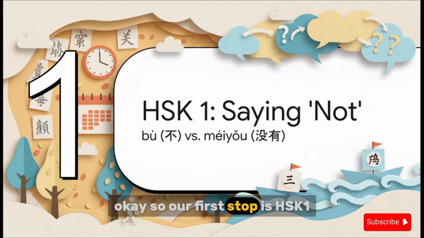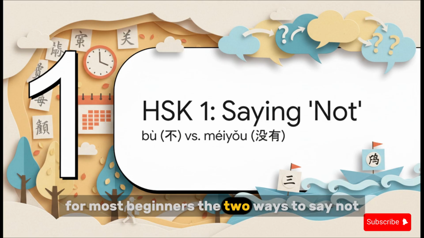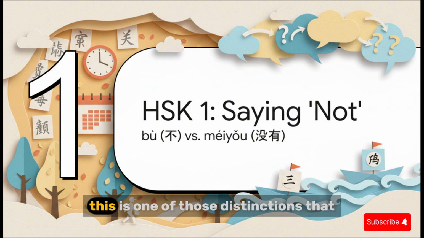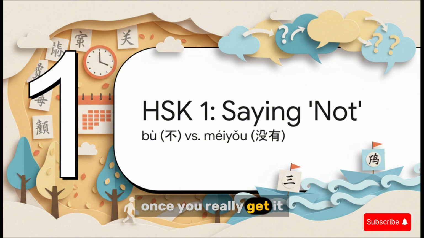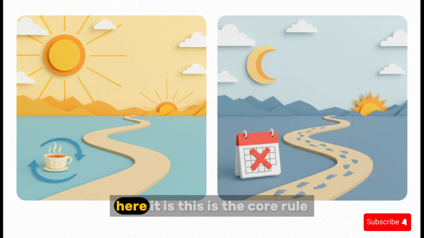Okay, so our first stop is HSK1. We're starting with what is probably the first big hurdle for most beginners, the two ways to say "not." This is one of those distinctions that once you really get it, will make your sentences sound so much more natural right away. Here it is.